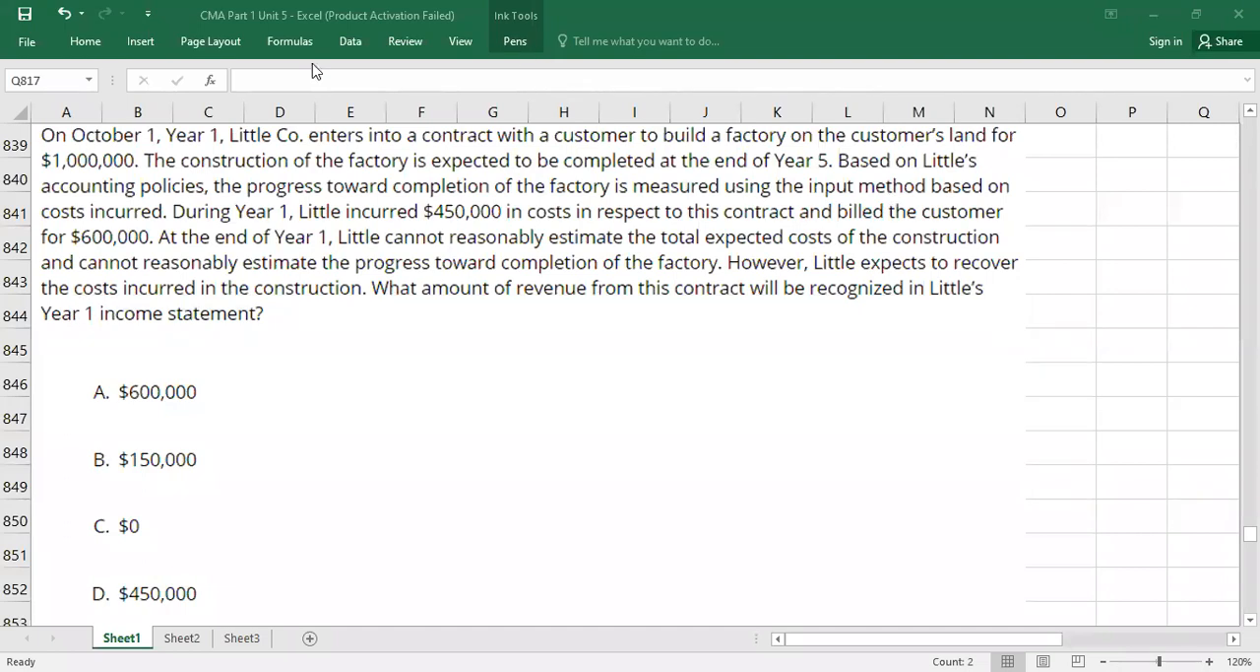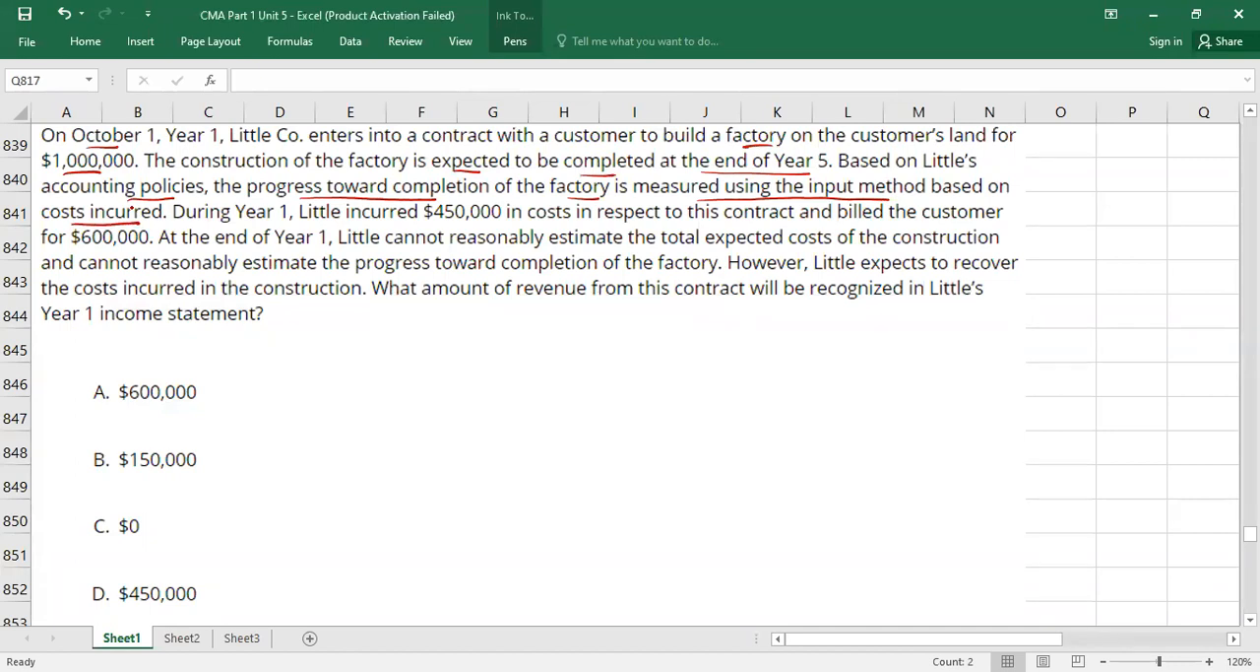So, guys, let me now read with you. On October 1, year 1, Little Company enters into a contract with a customer to build a factory on the customer's land for $1 million. The construction of the factory is expected to be completed at the end of 5 years. Based on Little's accounting policies, the progress towards completion of the factory is measured using the input method, based on cost incurred.